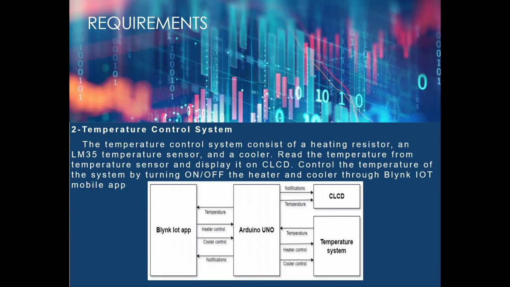Next peripheral is the temperature control system. The temperature control system consists of a heater resistor, an LM35 temperature sensor, and a cooler. Read the temperature from the temperature sensor and display it on the CLCD. Control the temperature of the system by turning on and off the heater and cooler through the Blink IoT app.